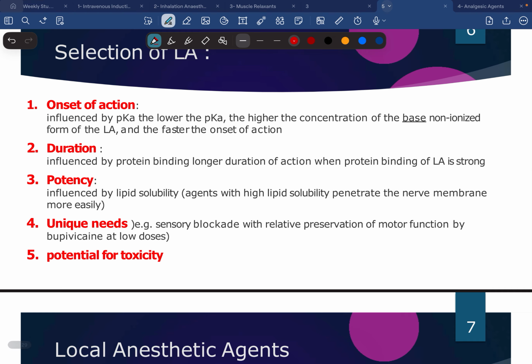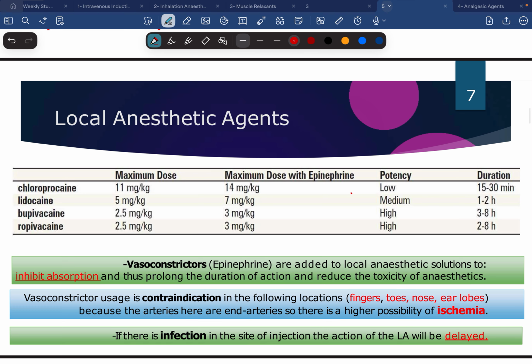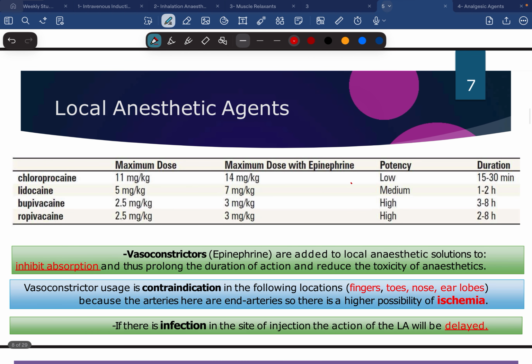The choice depends on the type of procedure, the duration that you need this block to work, and if you need to preserve some motor action or not. So it depends on what type of procedure you're doing, and the potential for toxicity. Bupivacaine is the most toxic one. These are the most common local anesthetic agents, but there are still more.